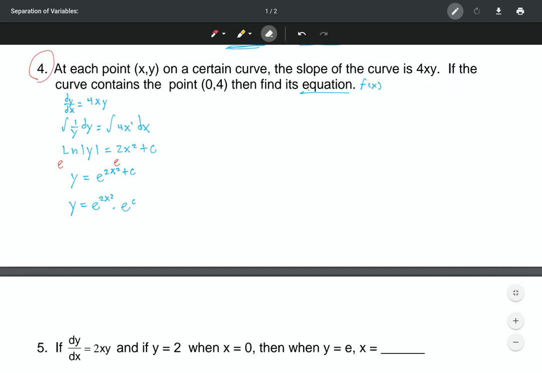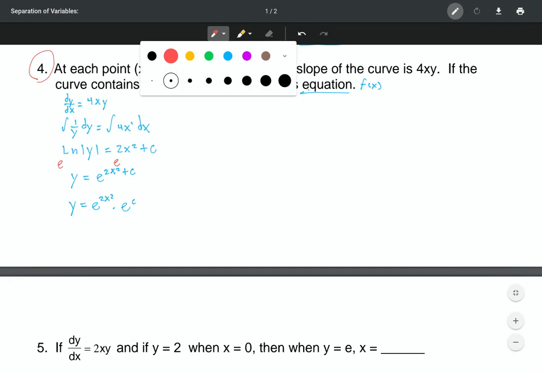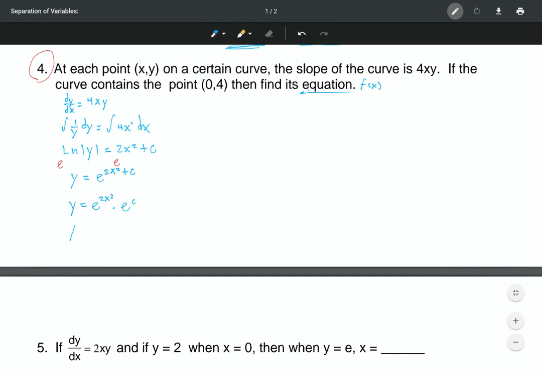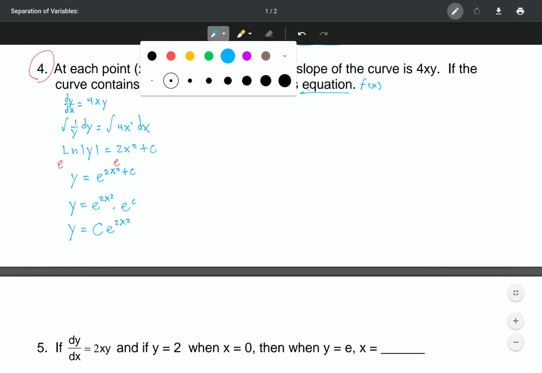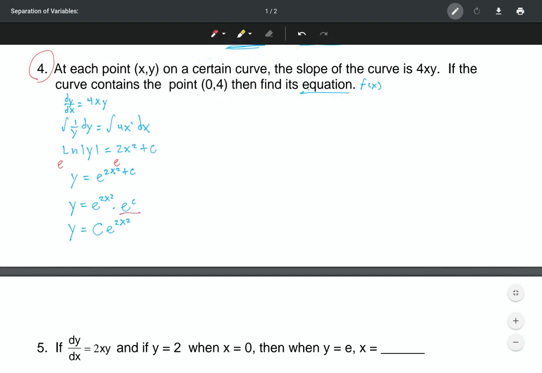Now, e to the c is just another constant, okay? So I am able to write e to the c as just a constant. All right, so again, what happened here is that I replaced this e to the c with this value of c. Okay, so now, if it was asking me for the general solution of the differential equation, then I would be done, except for this one.